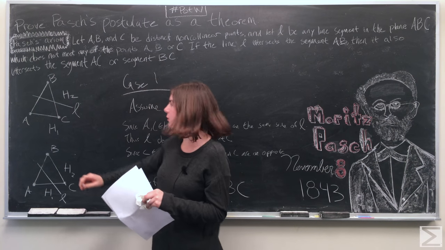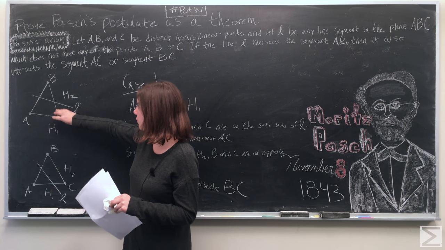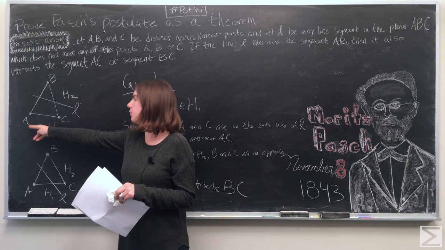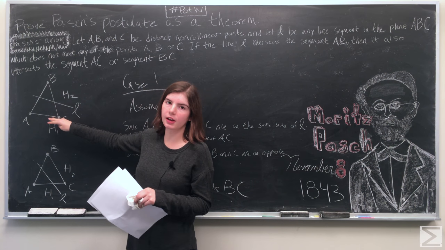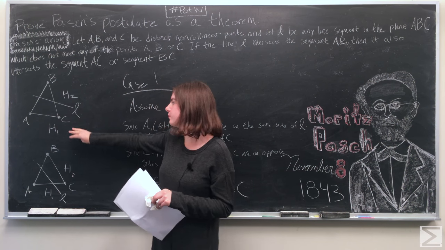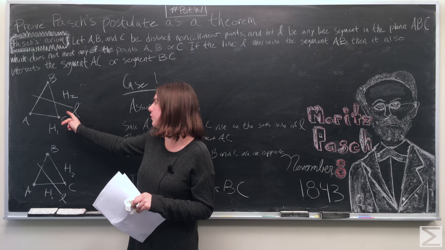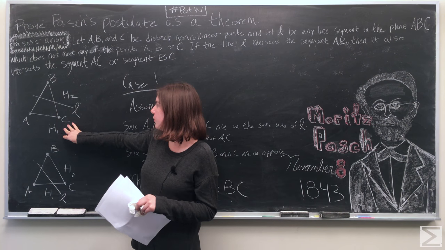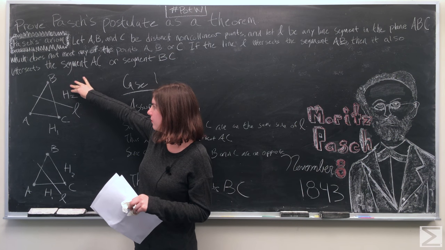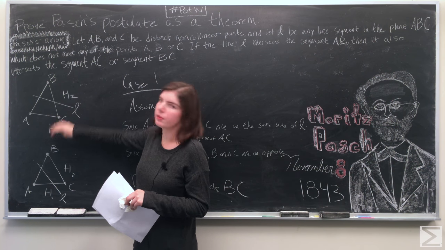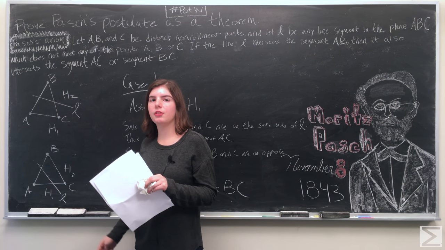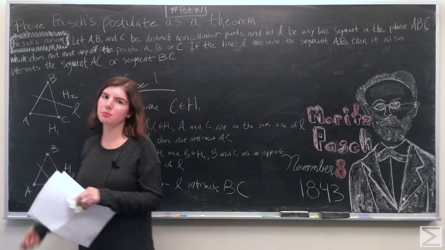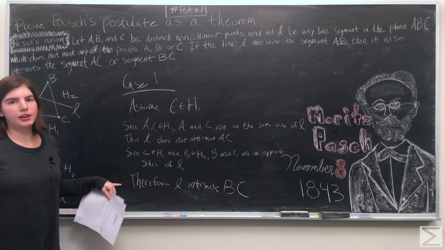For the first case, we're going to assume that C is in H1, which is this side. If C is in H1 and A is in H1, then they're on the same side of L, so L does not intersect segment AC. C is in H1 and B is in H2, so they're on opposite sides of L, and therefore L intersects segment BC. And this is case one.